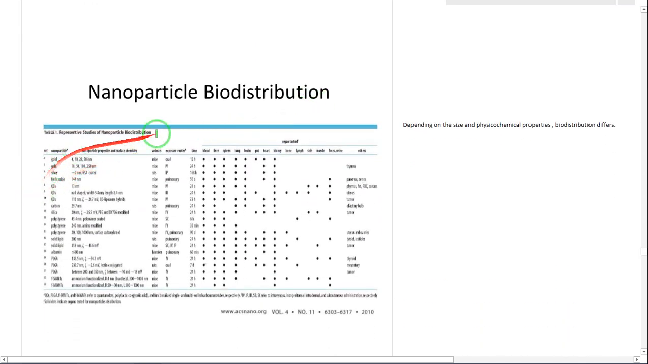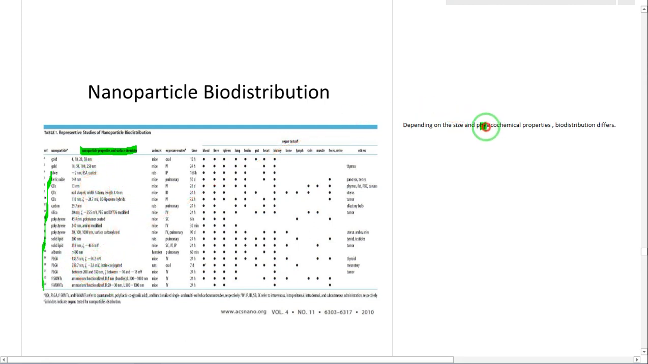Well, in this table you see different particles that we have, and depending on the different physicochemical properties, for example the surface charge, the zeta potential, the size of the particles, the coating, and etc.